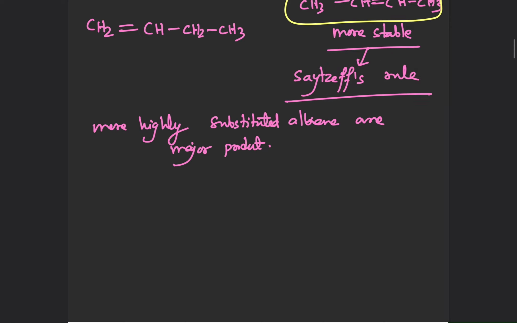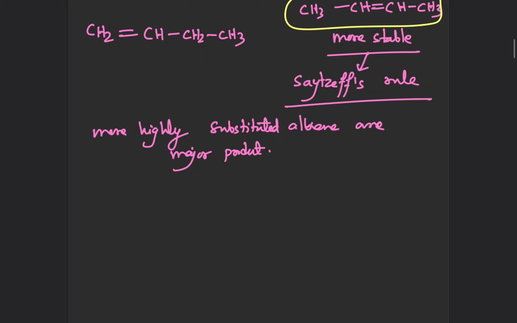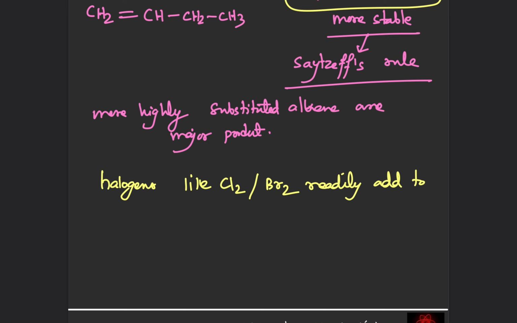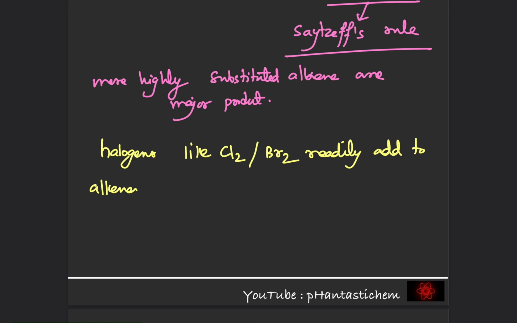Okay. Now next, A reacts with bromine to give B. Okay. So we should know that halogens like Cl2 or Br2 readily add to alkenes to form vicinal dihaloalkanes. Very important. Okay. Halogens like Cl2 or Br2 readily add to alkenes to form vicinal dihaloalkanes.